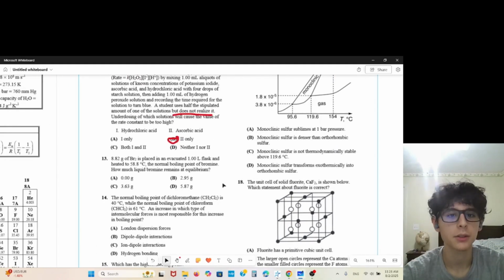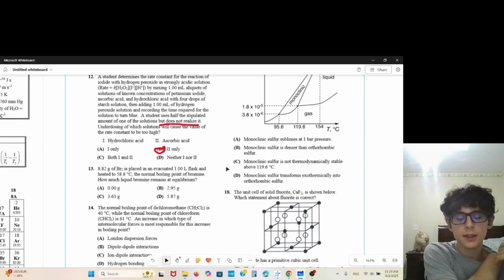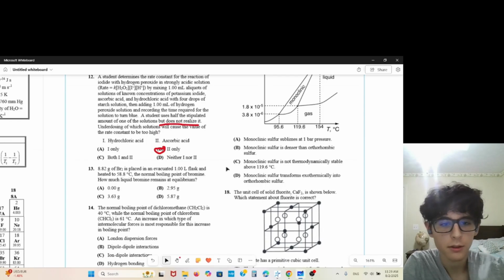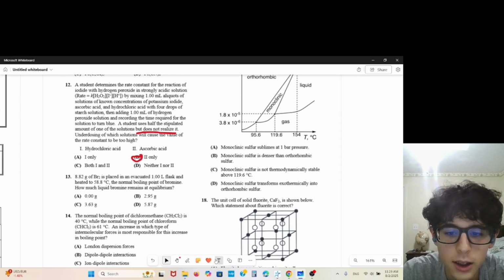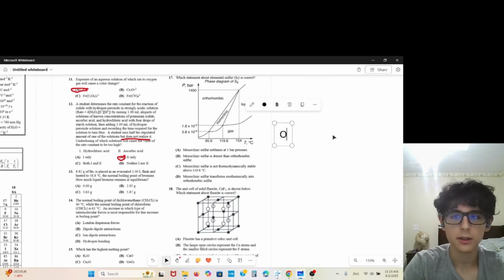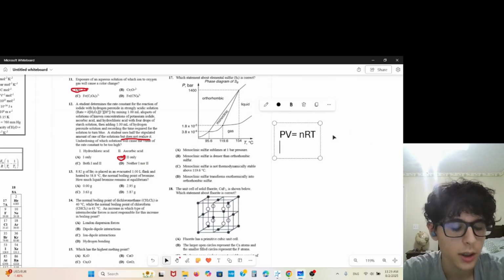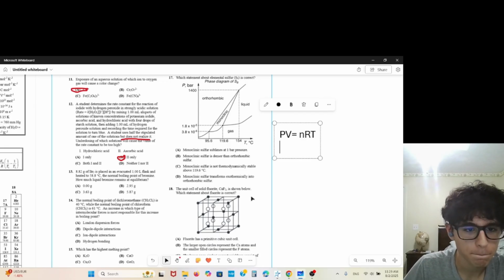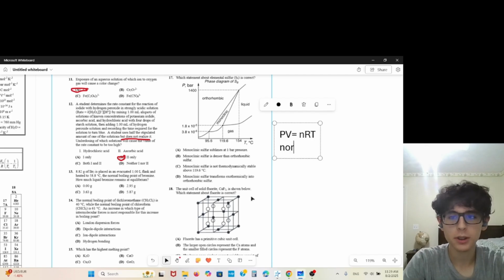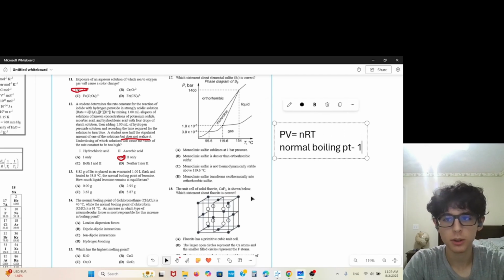8.82 gram of Br2 is placed in an evacuated 1 liter flask and heated to 58.8 degrees Celsius, the normal boiling point of bromine. How much liquid bromine remains at equilibrium? Okay, this is just PV equals nRT. So, get out your calculator. Normal boiling point, you're going to want to use 1 atm.